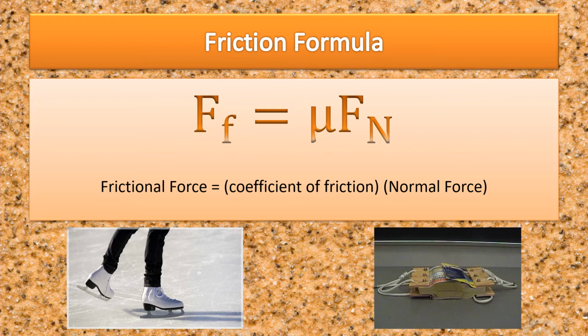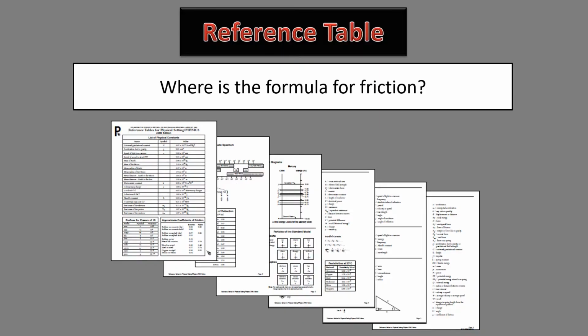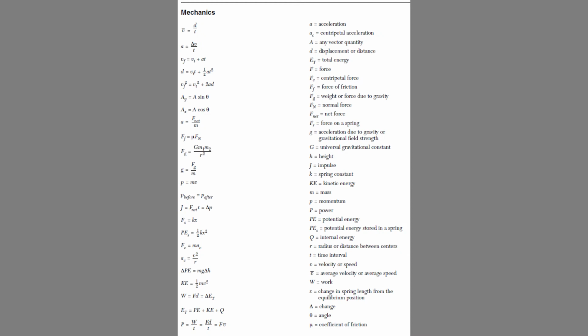to the frictional force. If I double the coefficient, then this doubles as well. Cool. So where is that formula? Where's that formula on your reference table? The coefficient of friction is on the front, but where's the equation? It's on the back. Here it is right here.